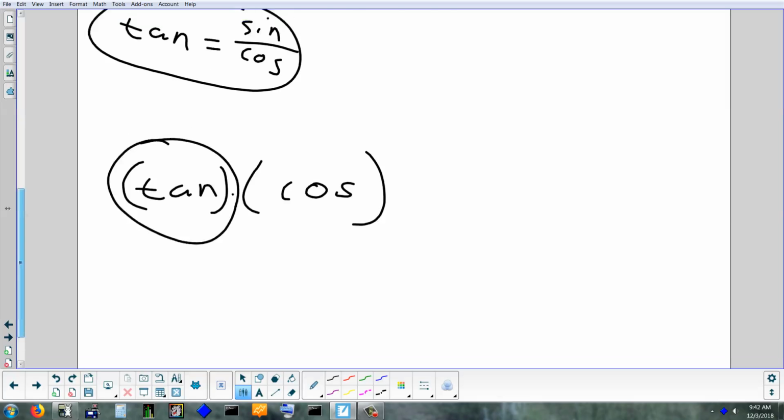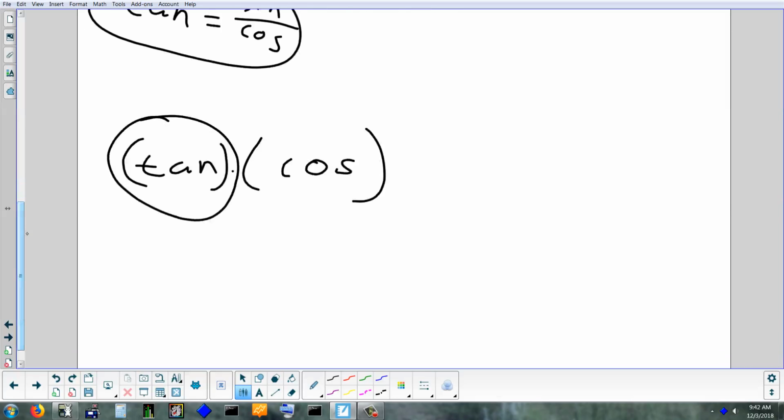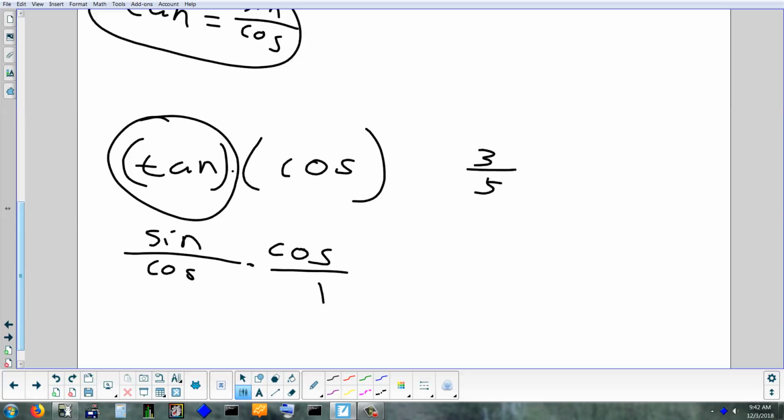What did we just say up above tangent was equal to? Tangent is sine over cosine. Now, cosine is not a fraction, but if you want to make it one, you can always put it over what number? 1. Now, when you multiply those fractions together, it's just like multiplying 3/5 times 5 over 1. The 5s would cancel out because you have 1 in the top, 1 in the bottom.